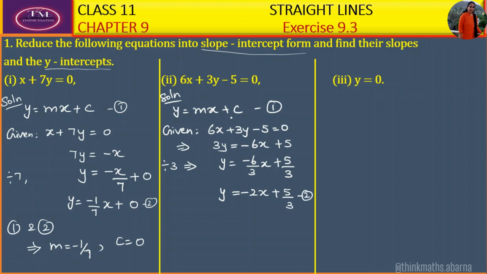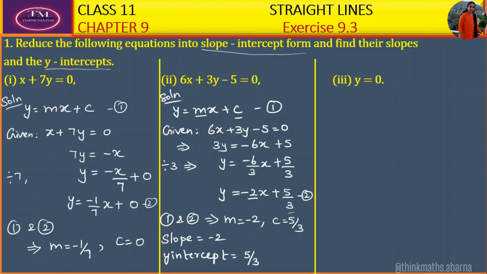If you compare 1 and 2, they say that m is equal to minus 2, and c is equal to 5 by 3. So this m is nothing but the slope, that is, slope is equal to minus 2. c is nothing but the y-intercept, so y-intercept is equal to 5 by 3. Clear, children?